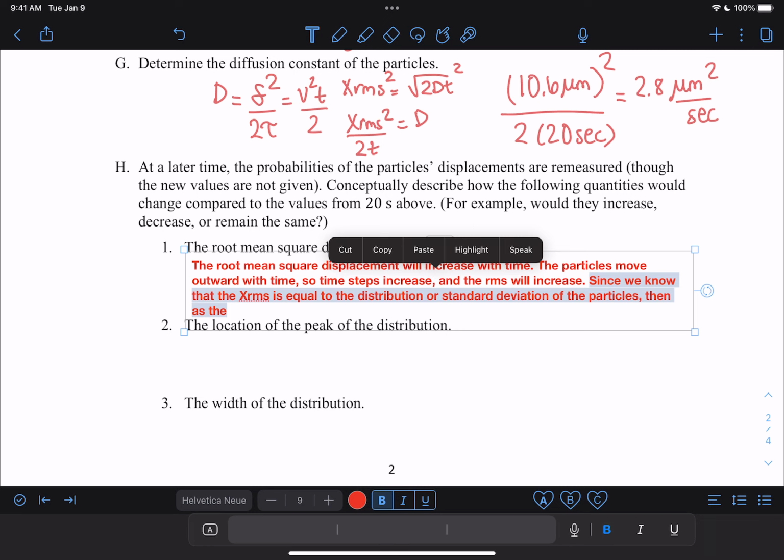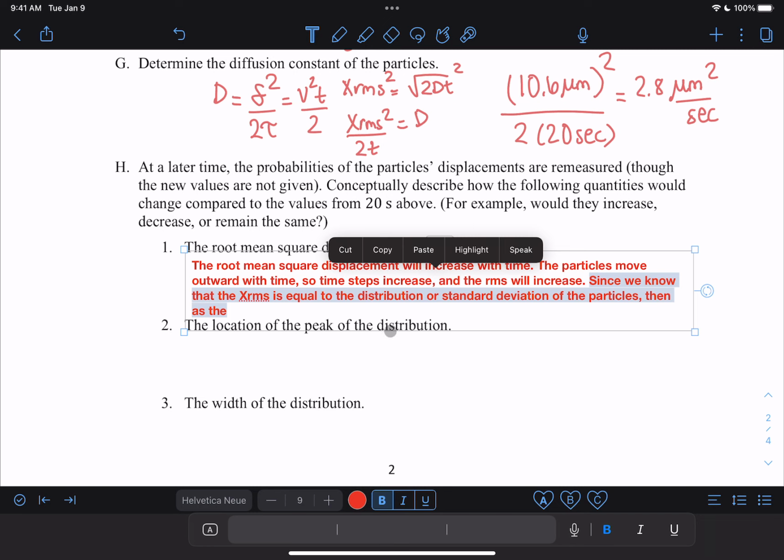So for number one here, I would maybe leave out the standard deviation part because it factors in. But what you're saying is absolutely correct, because as you go on with time, the particles will tend to move outwards from the center, and so the width of the distribution will increase. Since we know that the width of the distribution in this case is equal to the root mean squared, if the width or the standard deviation increases, then the root mean squared displacement would increase. But I think maybe that kind of factors in number three before we even get to it. So maybe I would just leave the width part or the standard deviation part till the end.